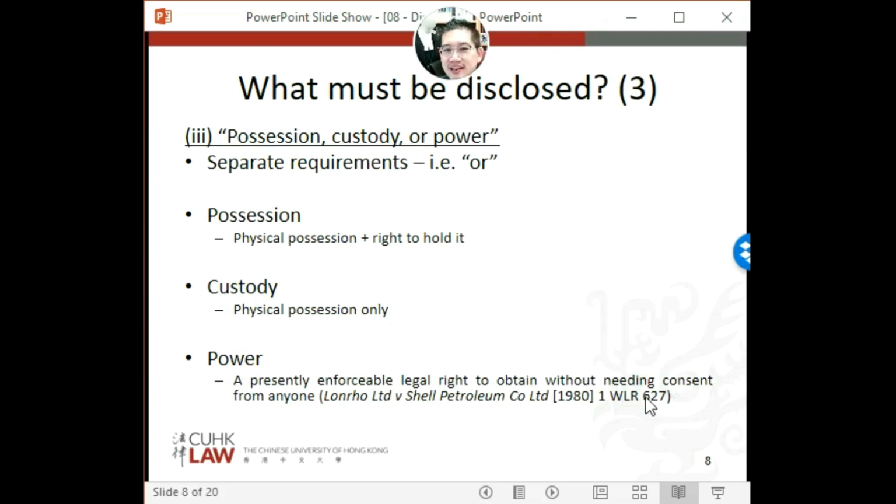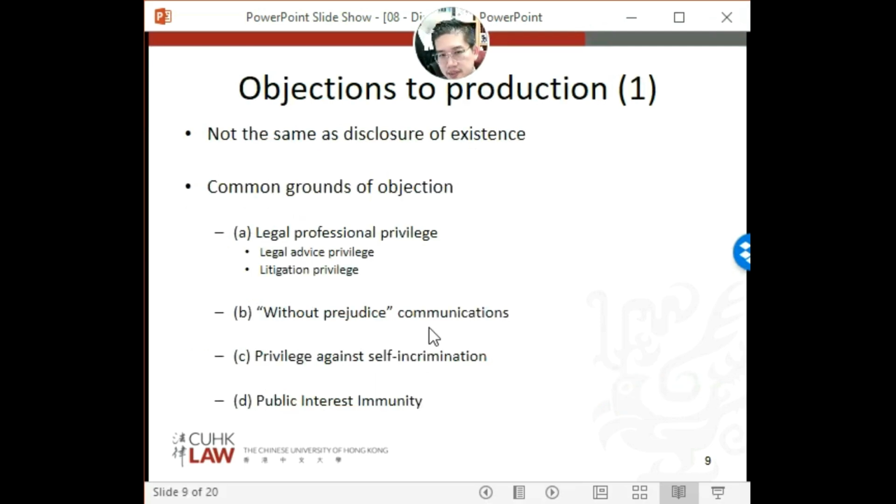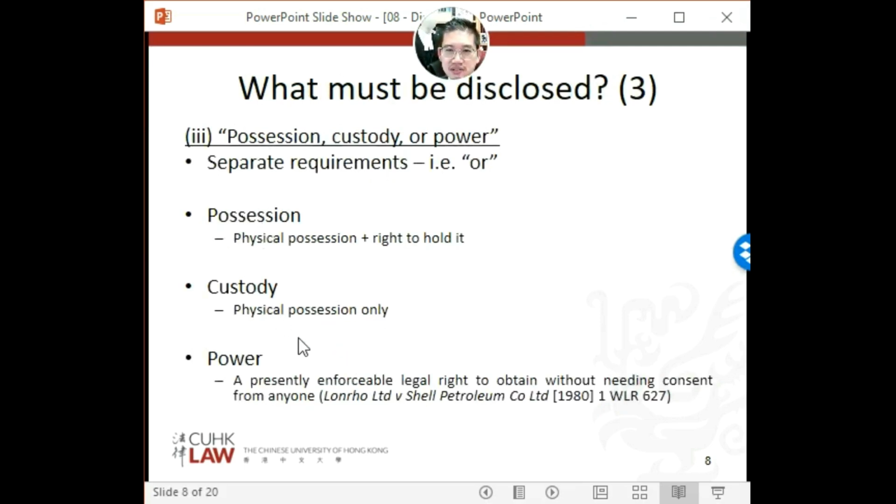Okay, so let's say there's some other party who is holding documents on my behalf. I have the power to obtain it, even though they're not in my possession or custody. Let's say it's in my warehouse.